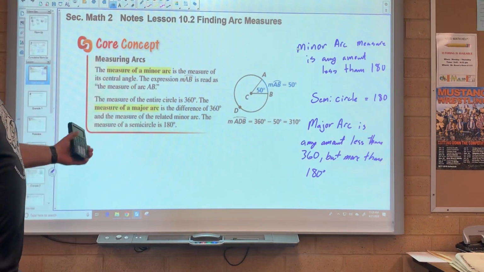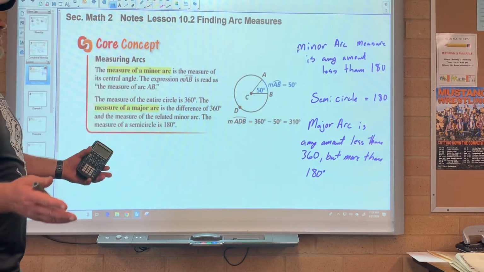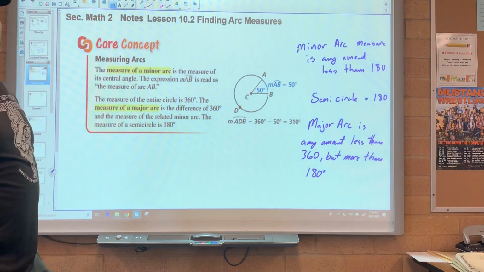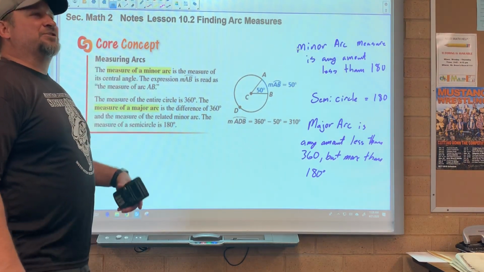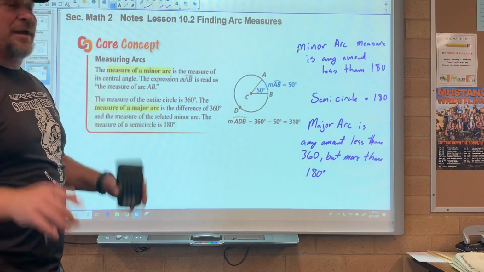Like I say, I'm going to show you some problems here in a minute that are going to be solved by the picture. Once you solve the picture, then you can solve anything you want. Don't try to look at what you're supposed to do first. You solve the picture. I'll show you what I mean.